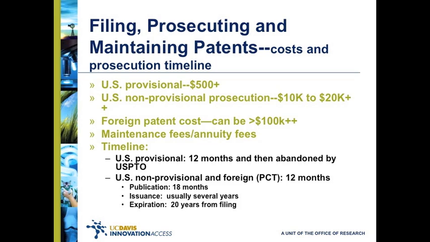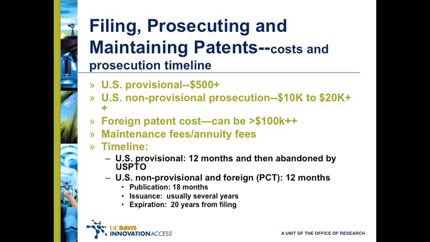Foreign patent costs vary depending on the country in which the patent protection is sought, whether or not there are translation fees and other special fees. The typical cost of foreign patent prosecution in a dozen or so industrialized nations can be well over $100,000 to prosecute to issuance. Once patents issue, there are ongoing fees called maintenance fees and annuity fees to keep that issued patent current.